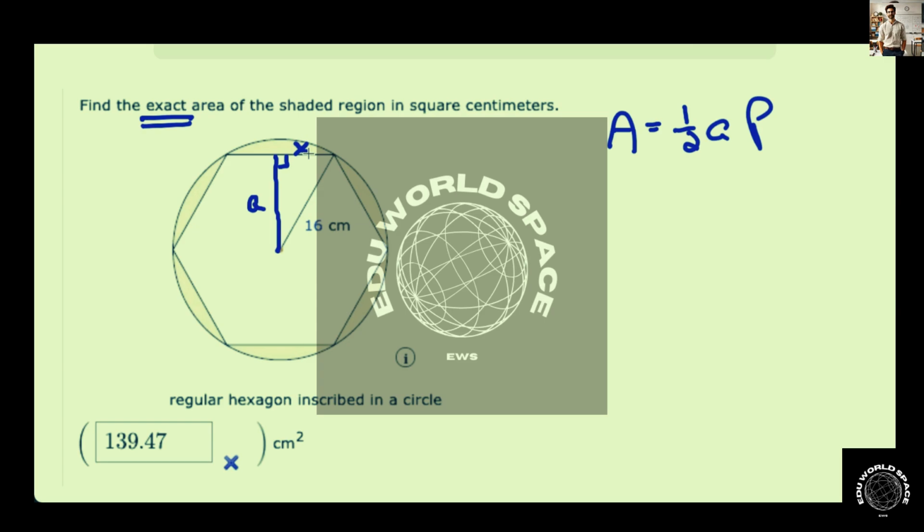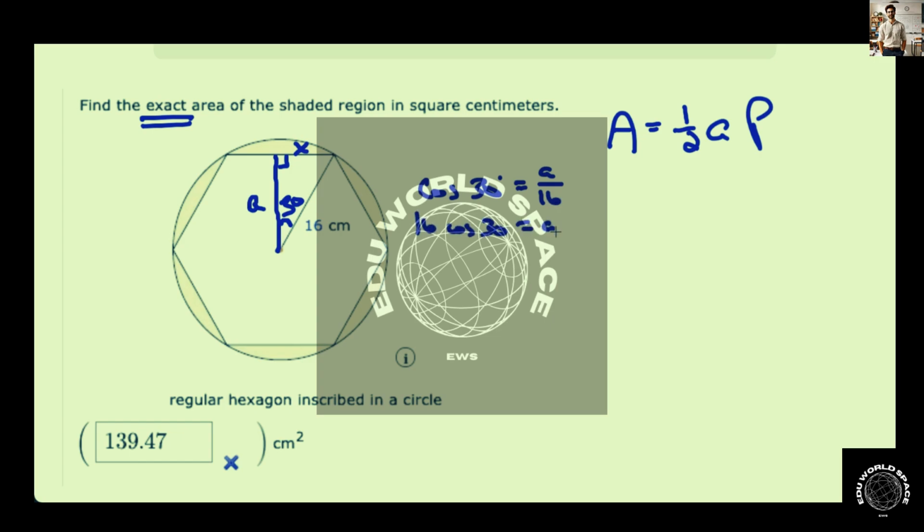We can find this angle: 360 degrees around that point, divided by 6 sides, and then half of that. This is 30 degrees, because you could essentially fit 12 of these right triangles. And so using right triangle trig, let's say we want to find A first, the apothem. That's the adjacent to the 30-degree angle, and 16 is the hypotenuse. So we can say the cosine of 30 degrees would be equal to adjacent over hypotenuse. So 16 cosine 30 is the apothem exactly.